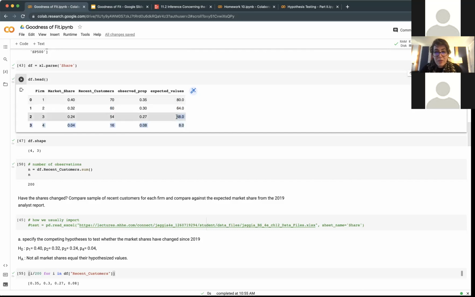And then we could look between these two things, where even for firm 4, we got that very wrong, where we thought there was going to be 8 and we actually saw 16. So the observed proportion was this when we thought it was going to be 0.04.